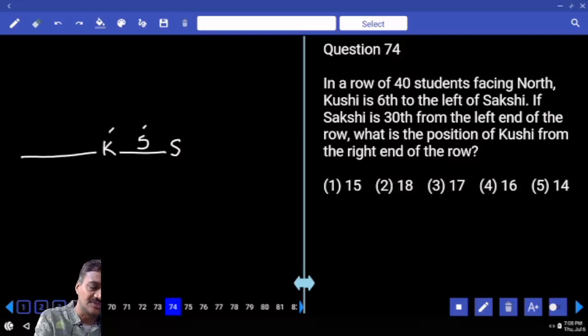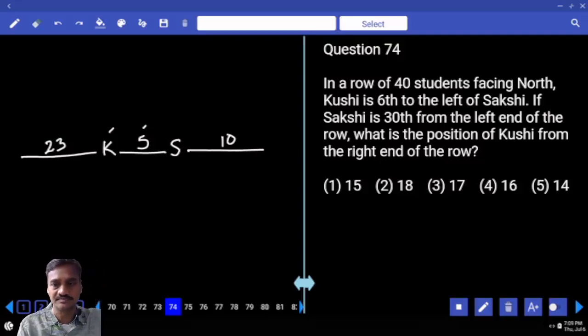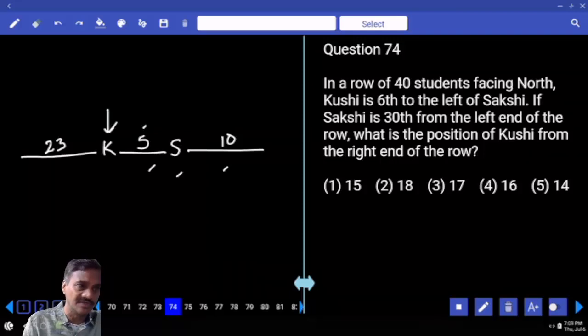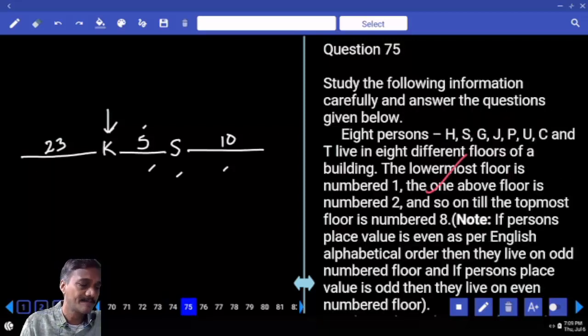5 plus 1, 6. And 6 plus 23, 29. Then, out of this 40, now Sakshi is 30th from the left. There are 10 persons to the right hand side of this Sakshi. Isn't it? Then what is the position of Kushi from the right hand? 10 plus 1, 11 plus 5, 16 plus 1, 17. Now 17th position, that is choice 3, question number 74.